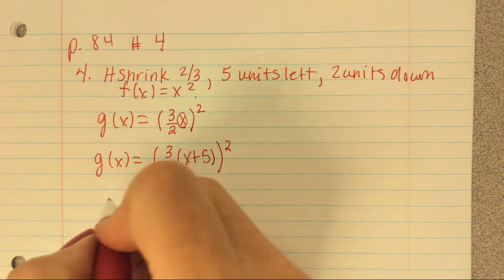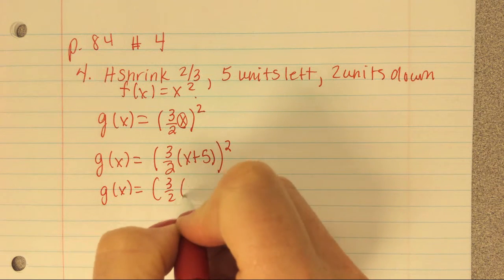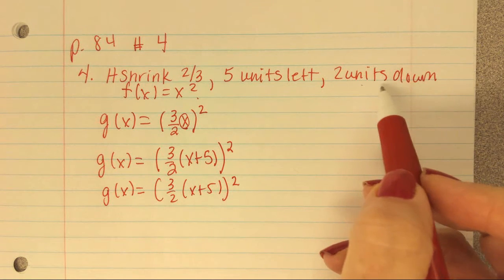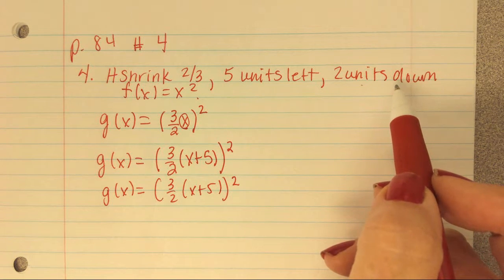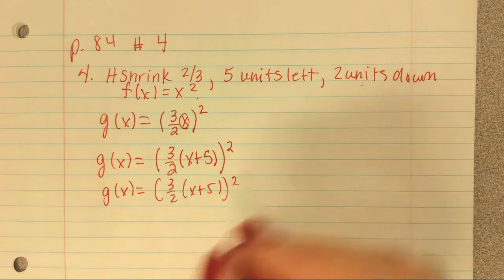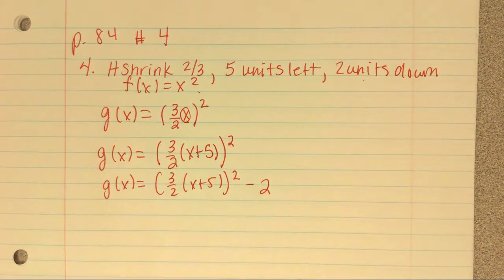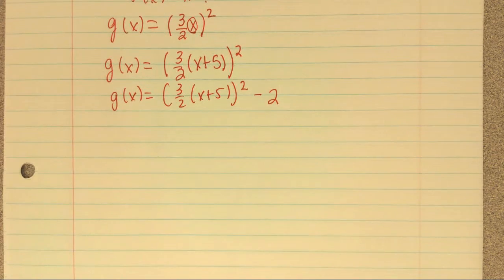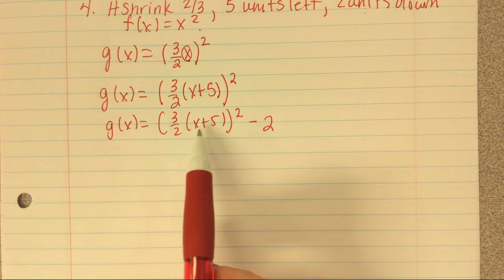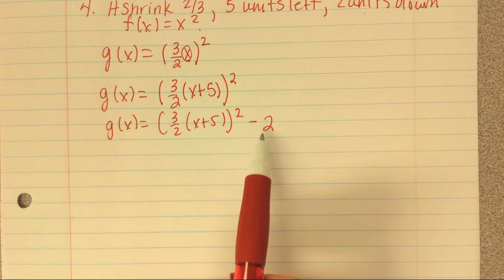Then the last thing that happens, so we have everything like this for now, and the last thing that happens is that we have to go 2 units down. Sydney, how do we make it go 2 units down? The whole thing has to get subtracted by 2. So this is a great answer. This is going to be a horizontal shrink of 2/3. Then it's going to be shifted 5 units left, and then it's going to go down 2.